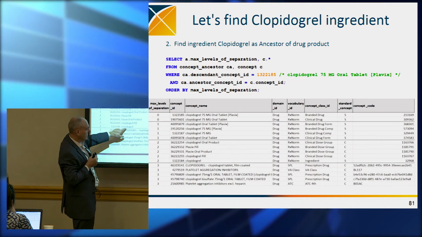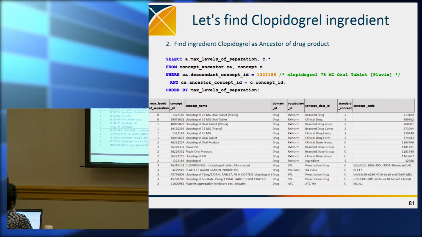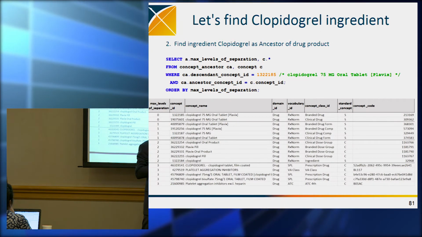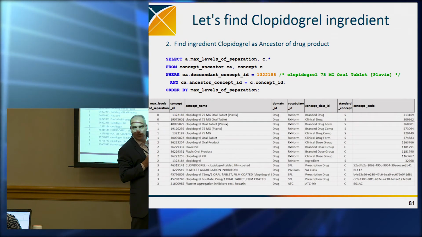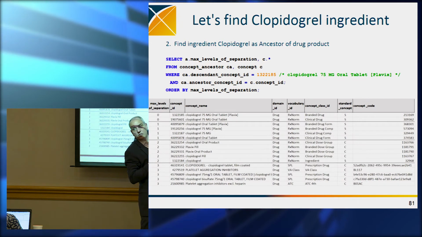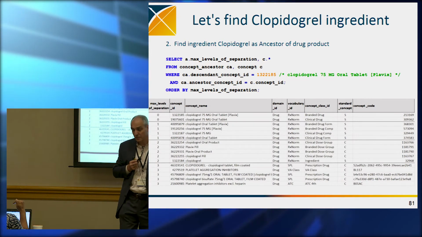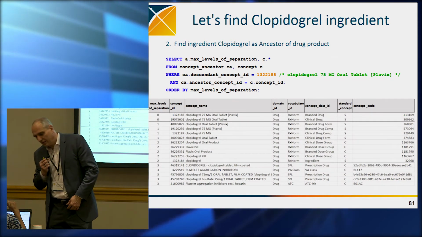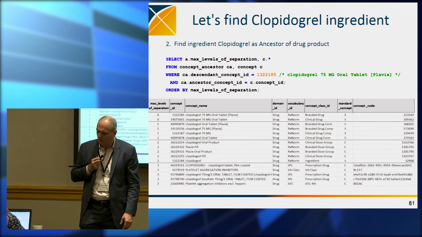And here's your ingredient. So again, look at the S's. Don't look at the C's. Look at the S, because there are classifications, the S. Here's the ingredient clopidogrel. So ingredient is an ancestor of drug forms and drug components, which are ancestors of drug products, or drugs. If you had multiple doses or multiple strengths, they would fall under it.